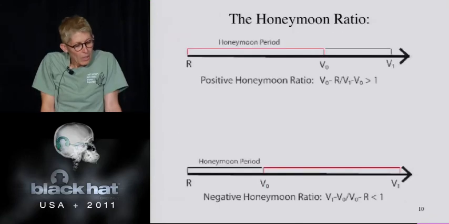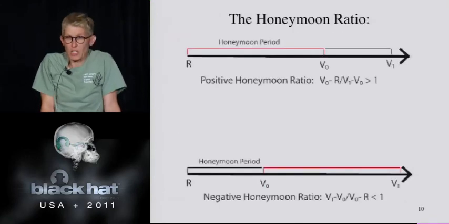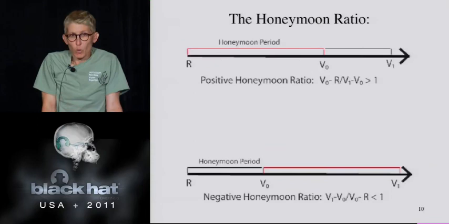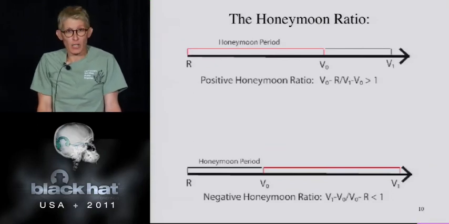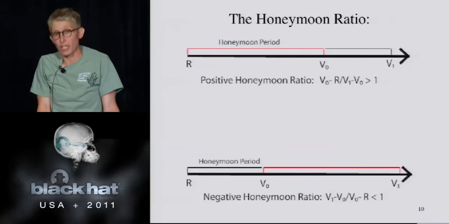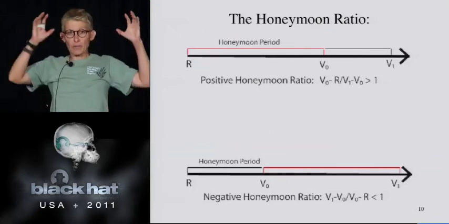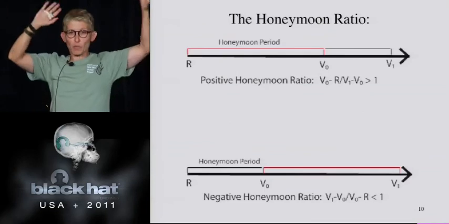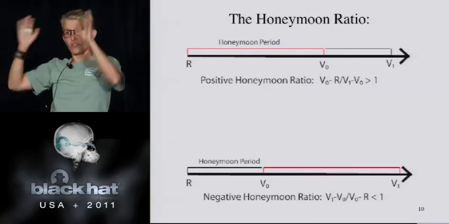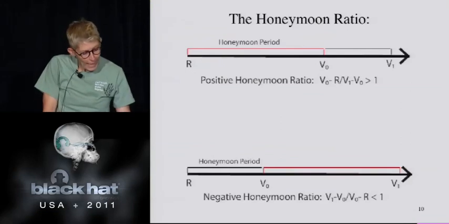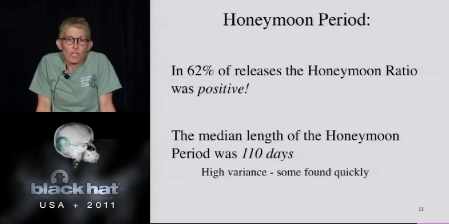And here, because there was such a high variance, every different product has a different release cycle, we normalized the data by using the ratio. We took the number of days from release to the first vulnerability, and we divided it by the number of days from the first vulnerability to the second vulnerability. And we called that a positive honeymoon if the ratio to the first vulnerability was longer than the ratio to the second, and a negative honeymoon if it was the other way around. And here's some of what we found.